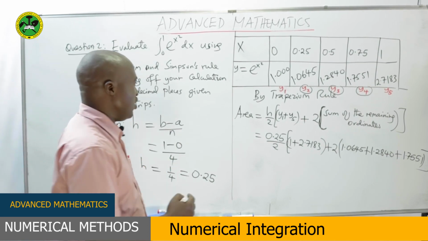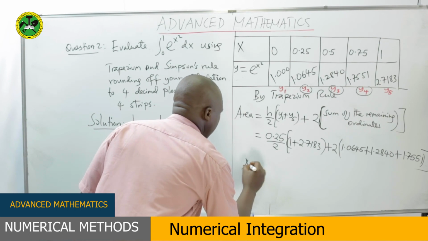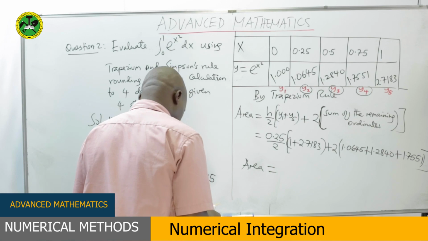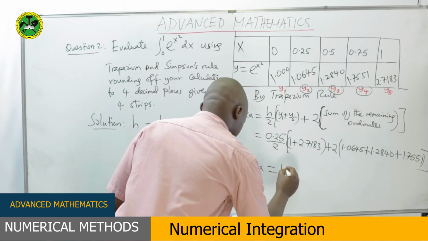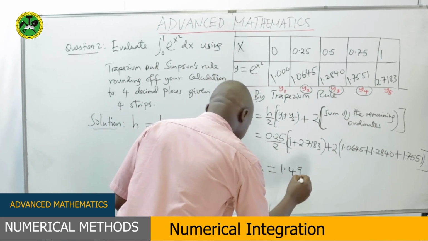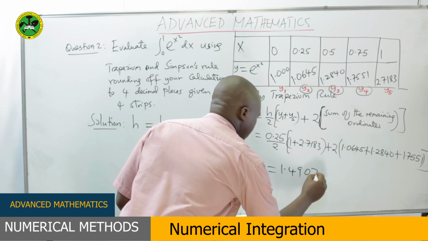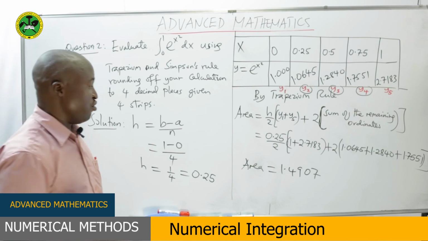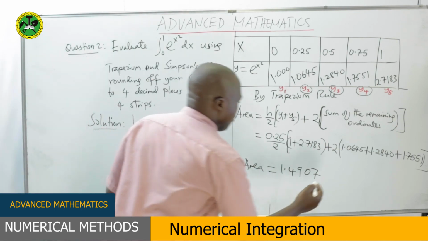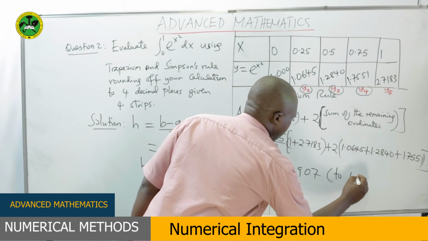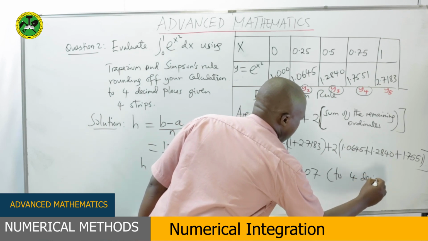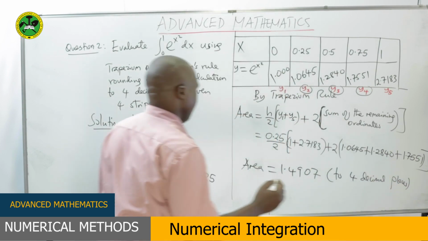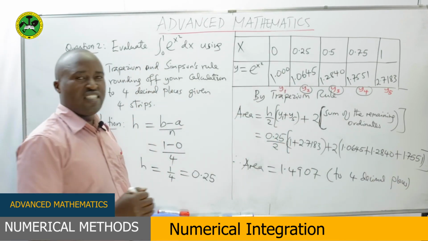trapezium rule. So in this case, we are going to have area is equal to, so this time we have 1.4907. But again, the number of decimal places is 4. Of course, here we have 4 decimal places. So that is trapezium rule.